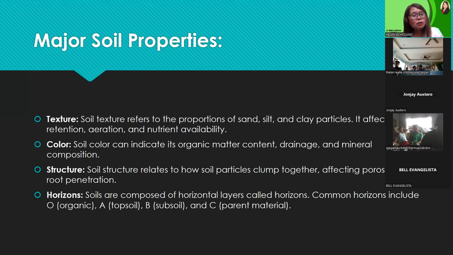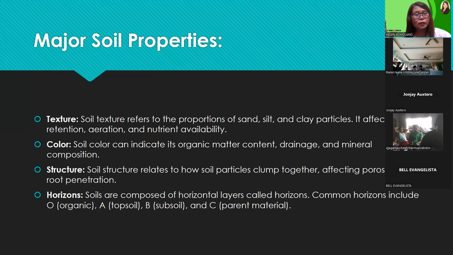Another, color. Ang color sa soil. Soil color can indicate its organic matter content. So, drainage and mineral composition. No? Again, kung ang inyong soil example, katong pottery. So, dili yun to angayan kay, di ba, dali man na siya mapupog, no? Or, let's say for example, lapukon ra kaayo, or unsa ra. So, the color of soil also is important.